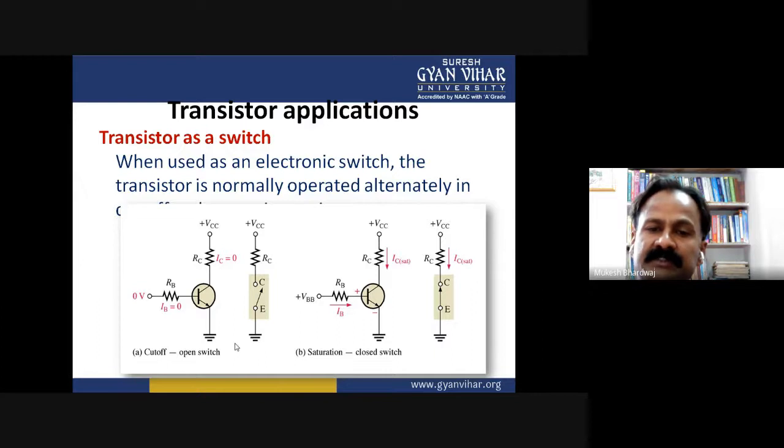Similarly, in saturation mode, the collector current comes out to be at its saturation value, and in the cutoff, the collector current comes out to be equal to 0.